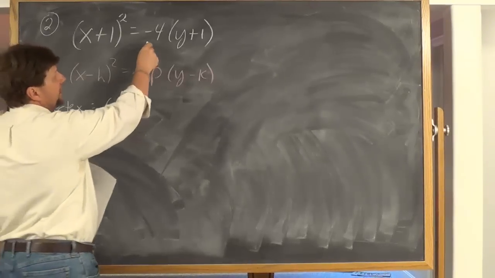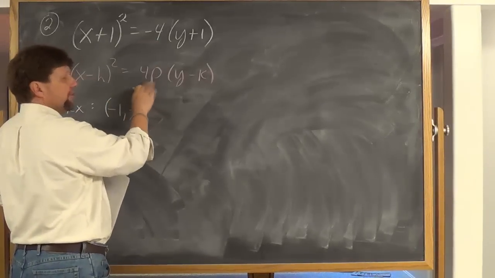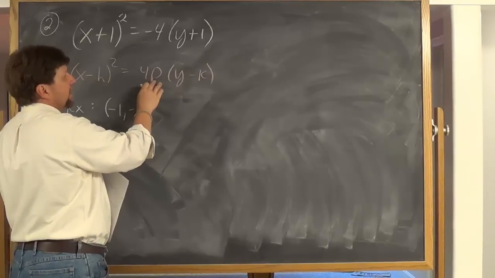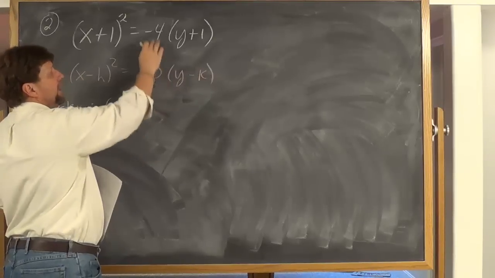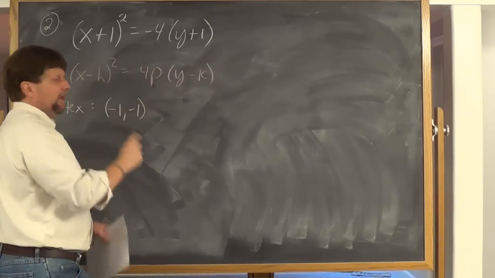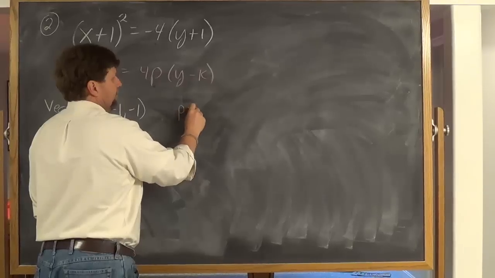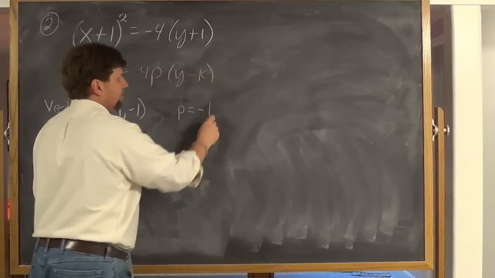Also, look at this. You have a -4 here, but the general form has a 4p. So p must have a value of -1 in order to produce a -4. Let me make that note right here. p has a value of -1.